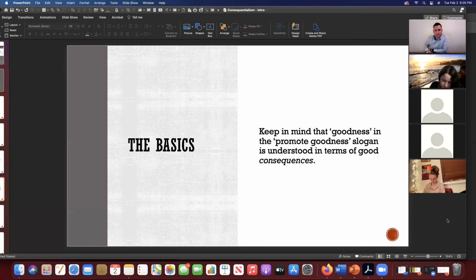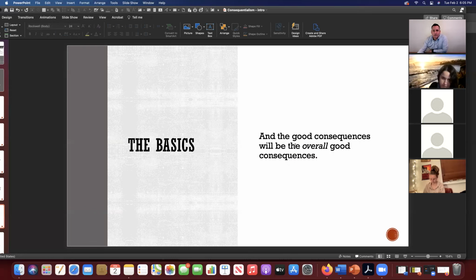So that's a relevant goodness. And the good consequences will be the overall good consequences. Okay, so you might be weighing in bad consequences, but you have to weigh those against the other consequences to see what the overall consequences are in a situation, and those will determine whether the action was morally right or morally wrong, or even morally neutral, as the case may be.